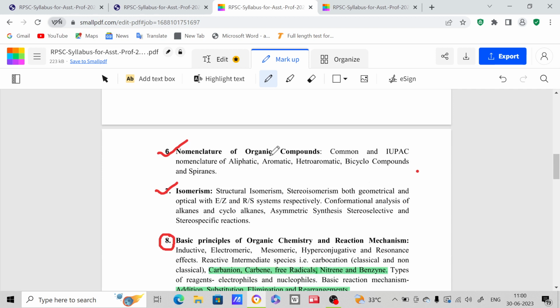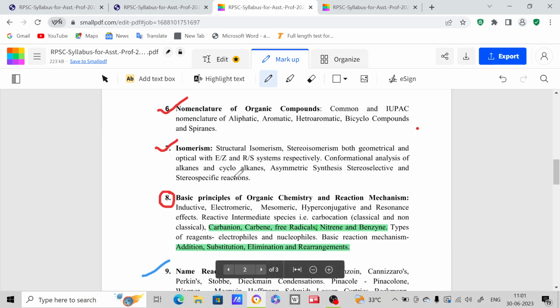This chapter is also important. You can expect 1 or 2 questions from nomenclature of organic compounds, right? Nomenclature of aliphatic, aromatic, heteroaromatic, bicyclic compounds and spiro compounds. Just have a look from NCERT. Next, isomerism. This is also a particular chapter from IIT JEE. In fact, if you have IIT JEE notes, you can study from those notes. Otherwise, for this isomerism chapter also, you can follow the NCERT textbook, right?